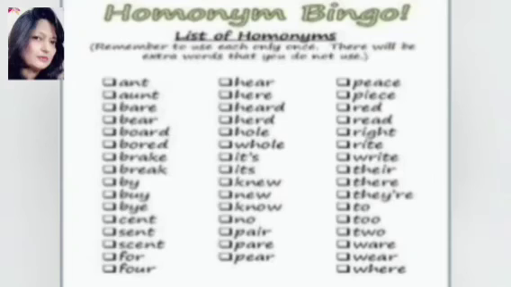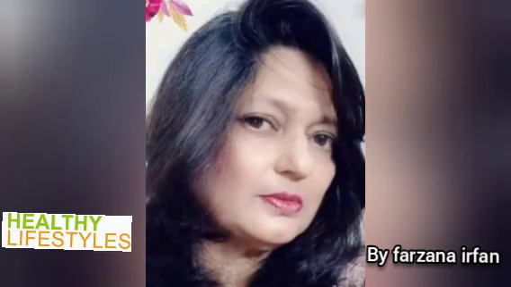For: F-O-R, F-O-U-R. Then two: one is T-O, the other is T-W-O, another T-double-O. Obviously the meanings of the three are different from each other. Whole and hole: H-O-L-E, hole, with a different meaning, and W-H-O-L-E, whole, pronounced the same but with a different meaning. So these are homonyms.